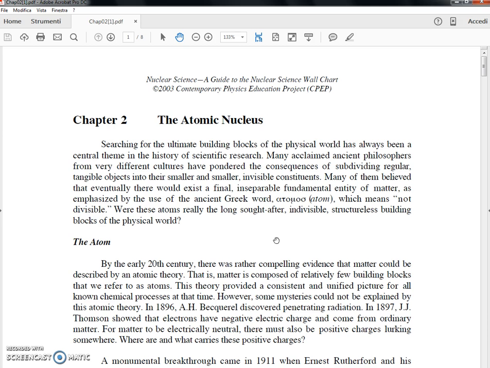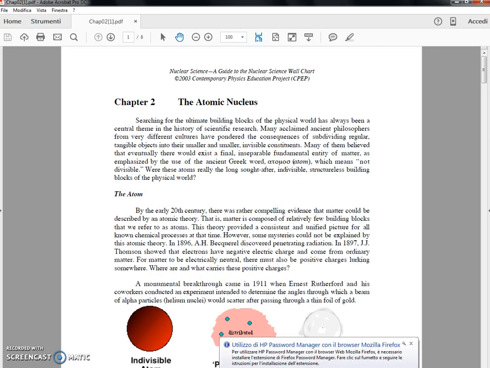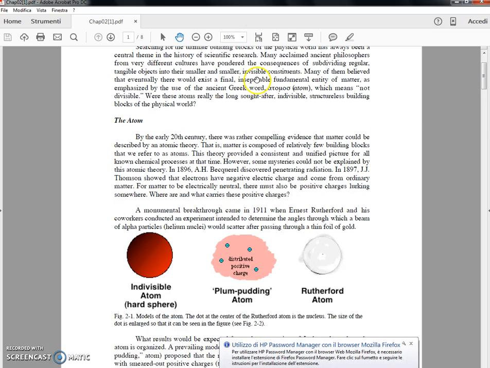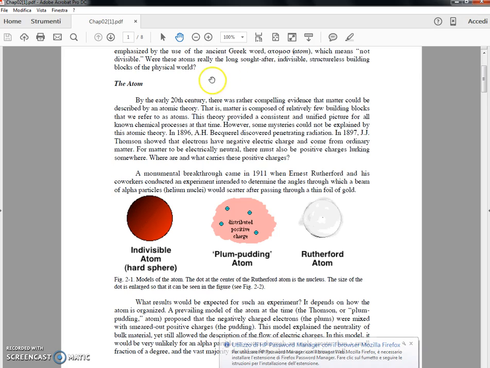I have considered the first page of the paragraph The Atom of the chapter number 2, The Atomic Nucleus. So let's change the zoom size. This is the original text considered for the CLIL module.